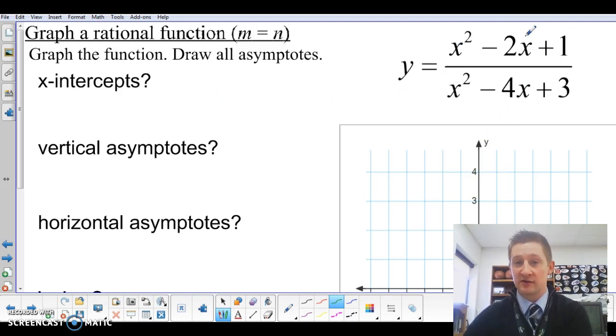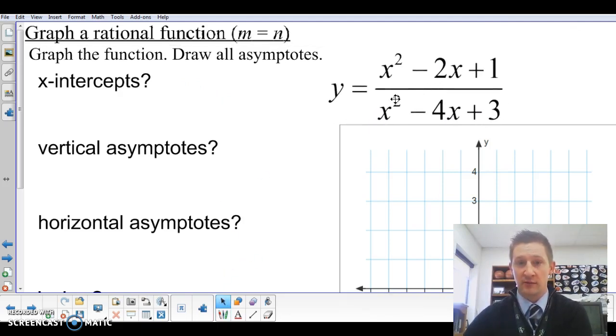I know this is a quadratic expression, and you're probably going to want to reach for your quadratic function or quadratic program. Instead, I would encourage you to factor this, and you'll see why in just a second. If I factor the numerator, I have x and x, and then I need factors of positive 1 that add up to negative 2. That'd be negative 1 and negative 1. Those are the factors of this polynomial expression.